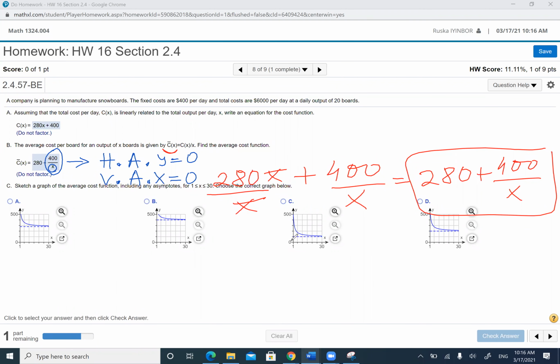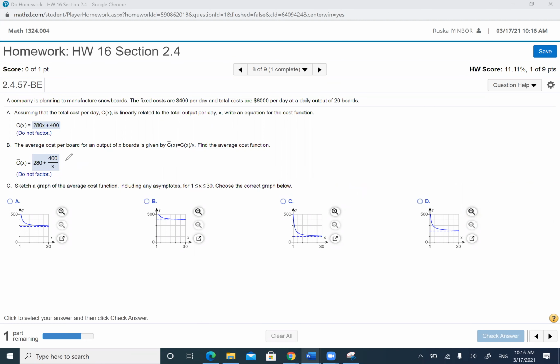Okay, because it's 280 plus, that means you have to move it a little bit. Or you know what, you need to combine it. So you need to simplify this first. This is over 1, and that's going to shift the graph a little up because of this 280. So you multiply 280 by x, and it's going to be 280x plus 400 over x. This is what the equation of the function looks like.